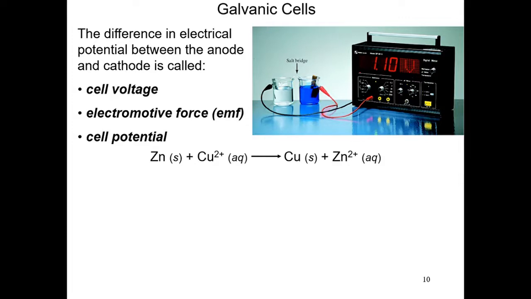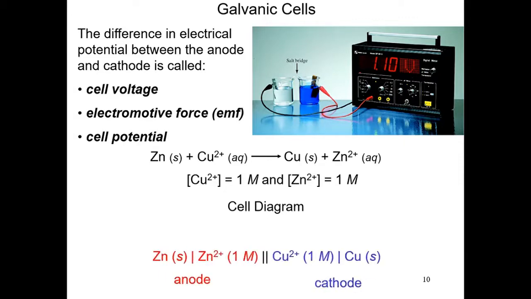As usual, scientists like to simplify things or make diagrams that represent things that are otherwise very difficult to represent. For example, it would be really cumbersome to try to draw these beakers and these wires and this voltmeter every time I want to talk about this cell. So instead, I'm going to set up some conditions. I'm going to set the solutions of the ions at 1 molar concentrations, and I'm going to draw what is called a cell diagram. And a cell diagram looks somewhat like this.